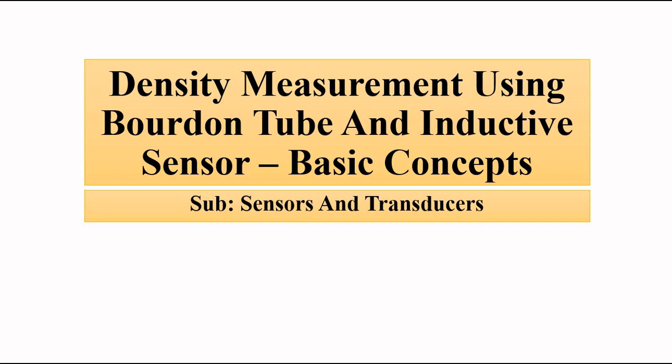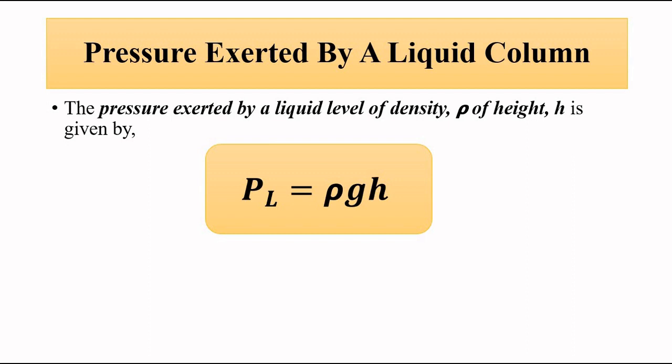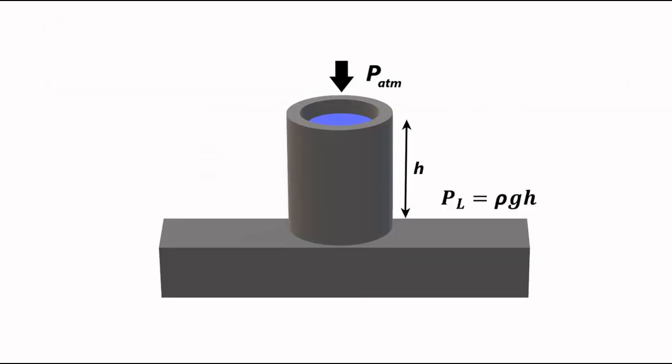Okay. So again, the operating principle is the same as we discussed in the previous video, which was using bellows and a capacitive sensor. Bellows was used as a pressure sensitive element, pressure sensor, and capacitive sensor was used for level measurement. So the principle is the same, that the pressure exerted by any liquid which is placed in a container at a certain height and of density rho is given by: PL is equal to rho GH.